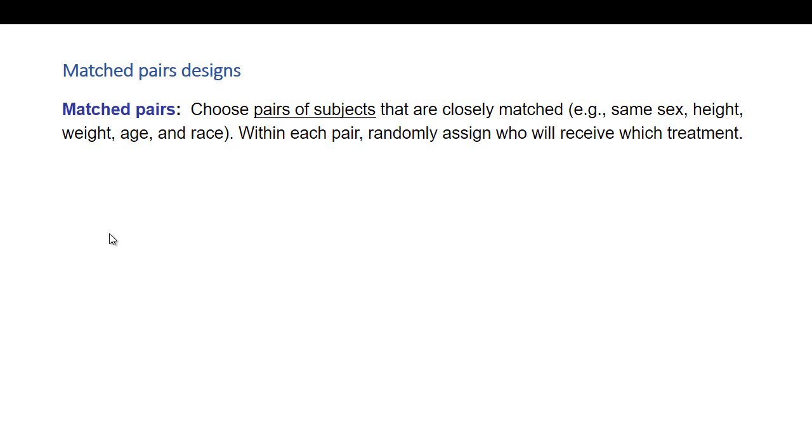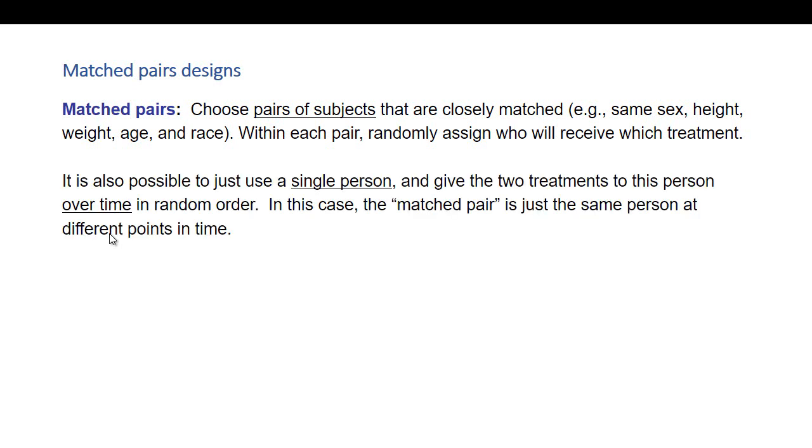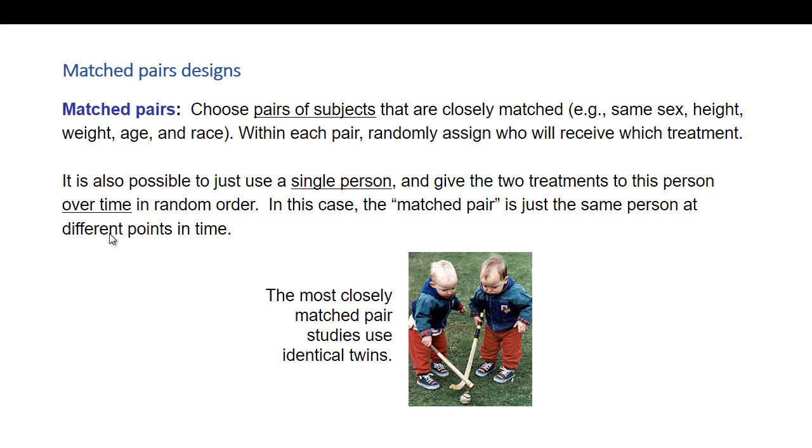receive which treatment. It is also possible to just use a single person and give the two treatments to this person over time in random order. So in this case, the matched pair is just the same person at different points in time. The most closely matched pair studies use identical twins.